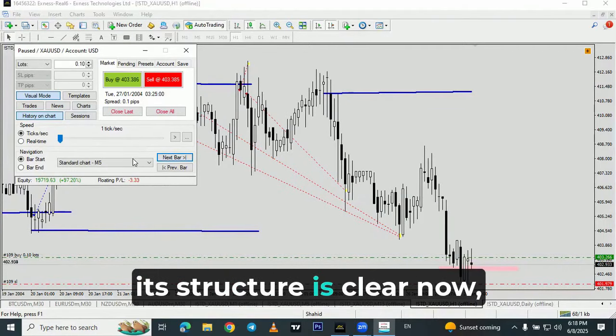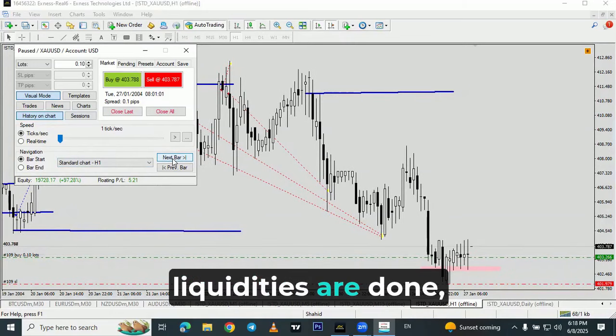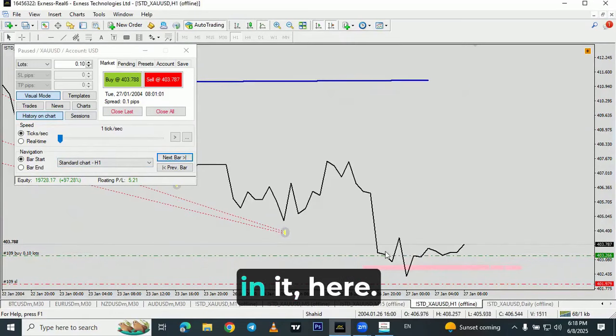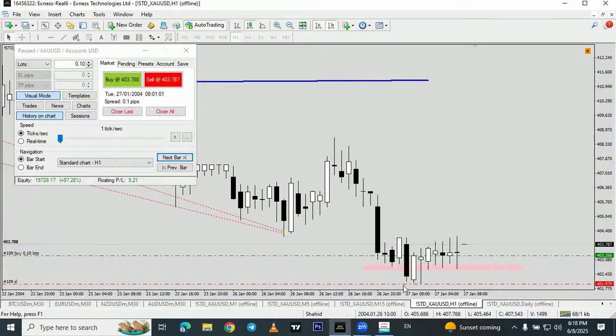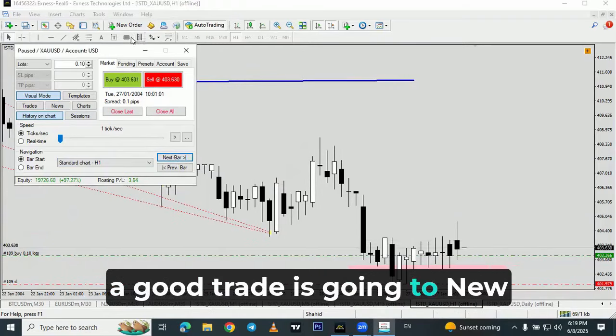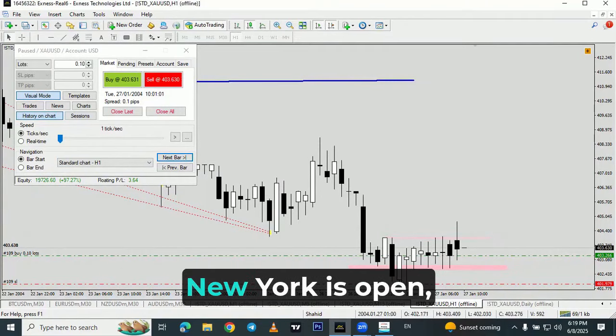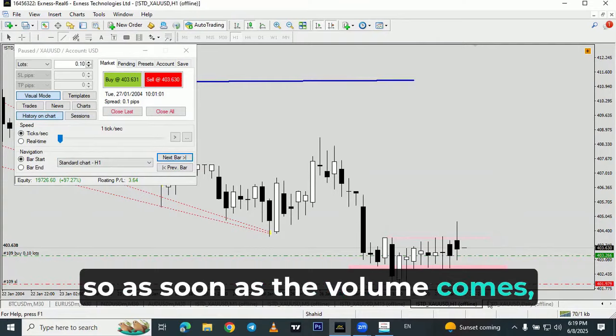Look, its structure is clear now. If you see here, both buy side and sell side liquidities are done. So there is range liquidity in it here. If you find a good trade, it is going to New York. Here is London. London is open now. New York is open now. Look, New York is open. So as soon as the volume comes, it starts here.